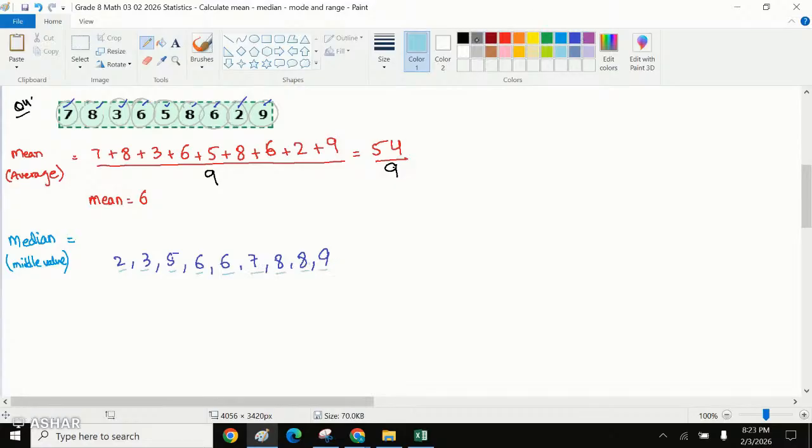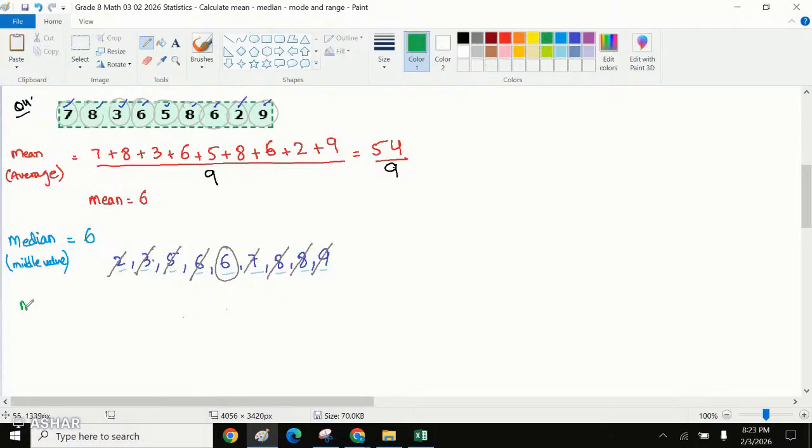Agreed? So we start canceling. We cancel the first, we cancel the last, we cancel the second, second last, third, third last, fourth. So we are simply left with one value, and we say the median is also 6. By chance, they can be different values, but in this case, they're coming out to be same. So we don't have to worry about it.